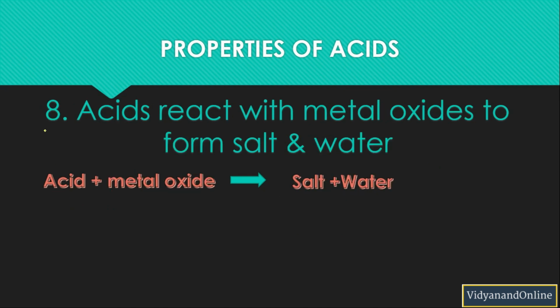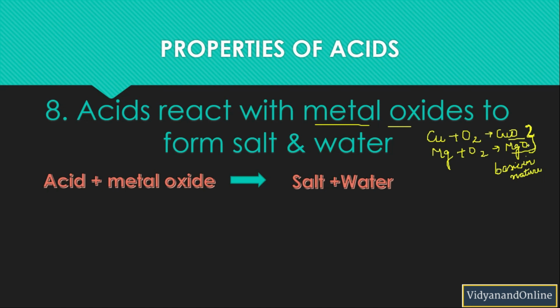Now the last point is, when acid reacts with metal oxide. So what are metal oxides? When any metal reacts with oxygen, it forms a metal oxide. For example, if copper reacts with oxygen, you get copper oxide, or if magnesium reacts with oxygen, you get magnesium oxide. So these are basically metallic oxides. These metallic oxides are basic in nature, that is, if you dissolve them in water, they will liberate OH- ions.